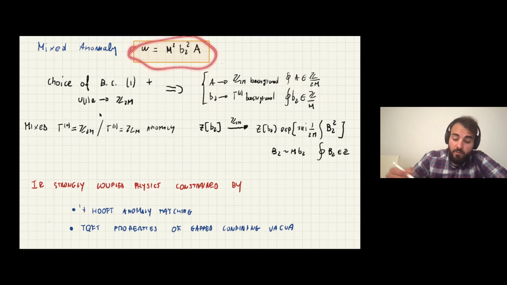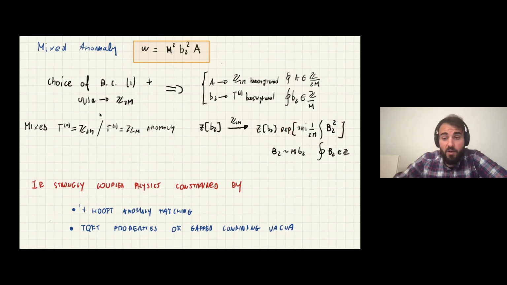So then this will give rise to an anomaly in the following sense: if we compute a partition function coupled to this background for the 1-form symmetry, and we apply a 0-form symmetry transformation, Z2M, then the partition function will obtain an anomalous phase in this way. So this is anomalous because this big B2 is associated to this small B2 in this way, where B2 has integer period. We see that the fractional coefficient makes this a non-trivial phase and therefore anomalous.